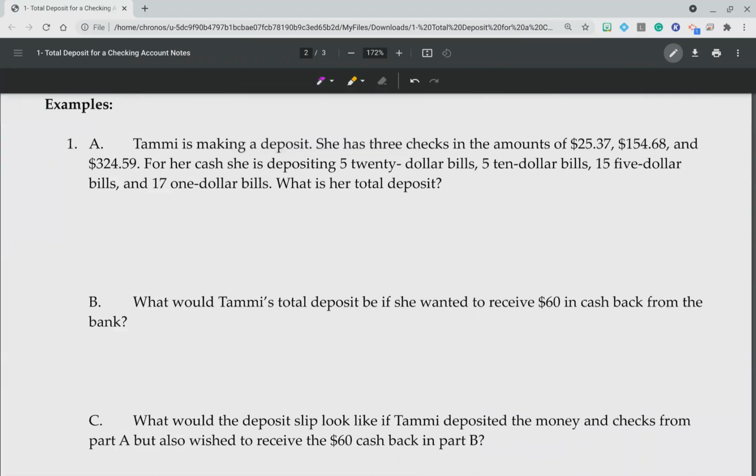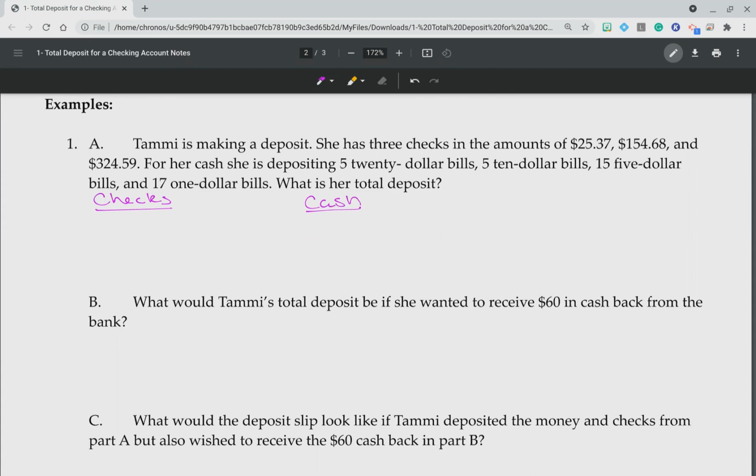All right, so let's start with an example. It says Tammy is making a deposit. She has 3 checks in the amount of $25.37, $154.68, and $324.59. She's also depositing cash, and it says she has 5 $20 bills, 5 $10 bills, 15 $5 bills, and 7 $1 bills. What is her total deposit? So what I'm going to do is split this up into checks and cash.